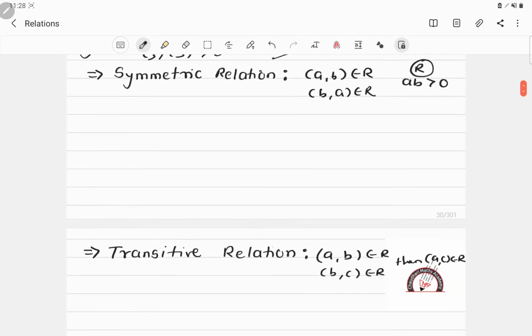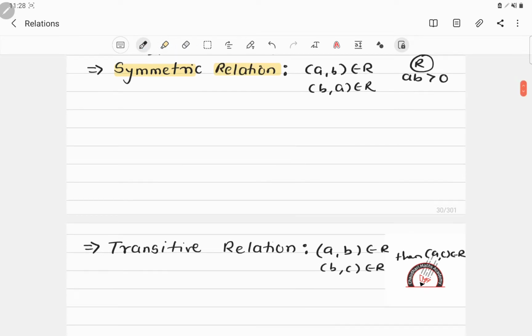Okay, then let's switch over to the next, symmetric relation. So let's cross check whether this is a symmetric relation or not. First of all, what is a symmetric relation? If a comma b belongs to the relation, b comma a also belongs to the relation, then it is called a symmetric relation. Okay, let's consider the first ordered pair, let's say, 1 2, and here I am considering the second ordered pair 2 1, right?